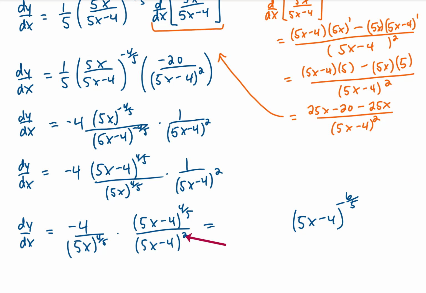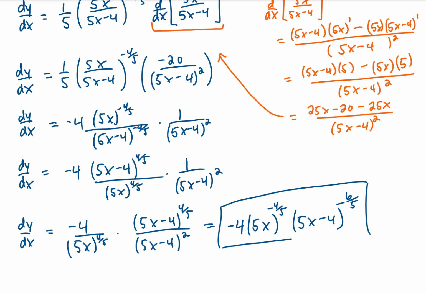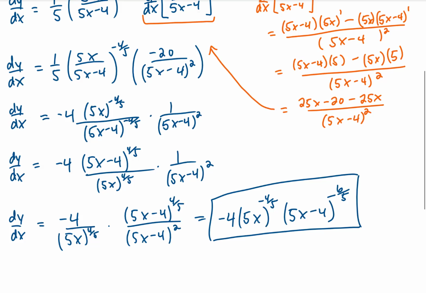Now, as far as this term is concerned, I'm just going to leave the negative 4 outside. And you know what? I want everything in my numerator. So I'm going to move this term back up to the numerator and call it 5x to the negative 4/5 power. Of course, there are several ways that we can write this answer, but I kind of like it all in one line like that. So I'm going to leave it like this, and we're going to call this problem good.